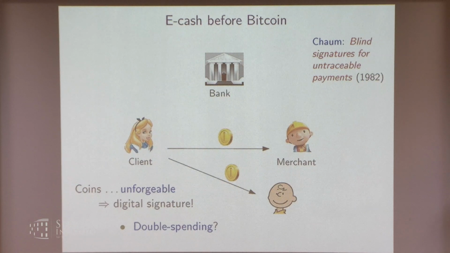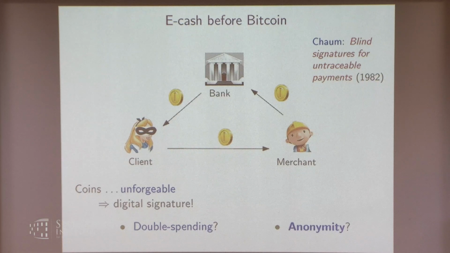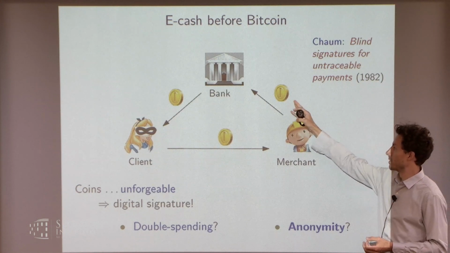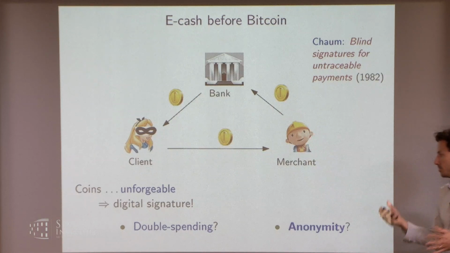And the main preoccupation, at least in the 1980s and with everything that came before Bitcoin, was anonymity. How can we protect Alice's anonymity in the system? How can we guarantee that the bank does not know that this coin that comes from some, say, shady shop was spent by Alice?